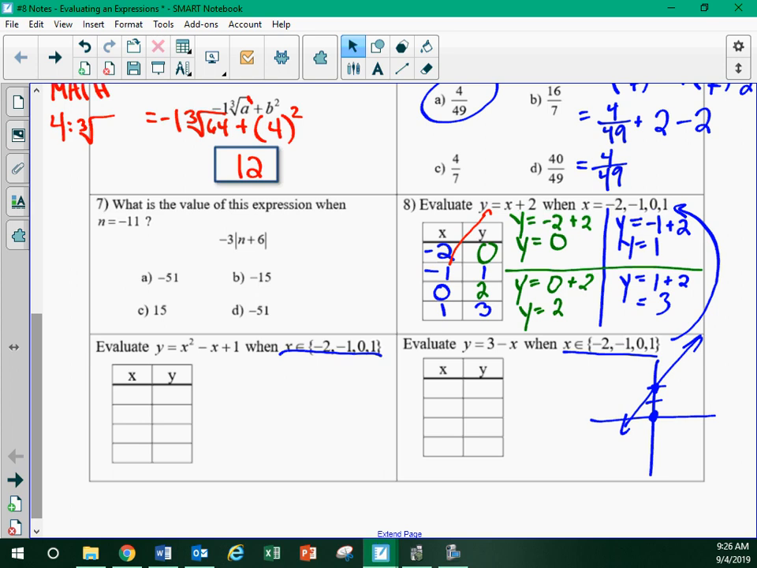Okay, any questions with number 8? All right, let's go back and do number 7 here. Little absolute value. Yeah, go ahead and try number 7 on your own. Let's see how you do with it.